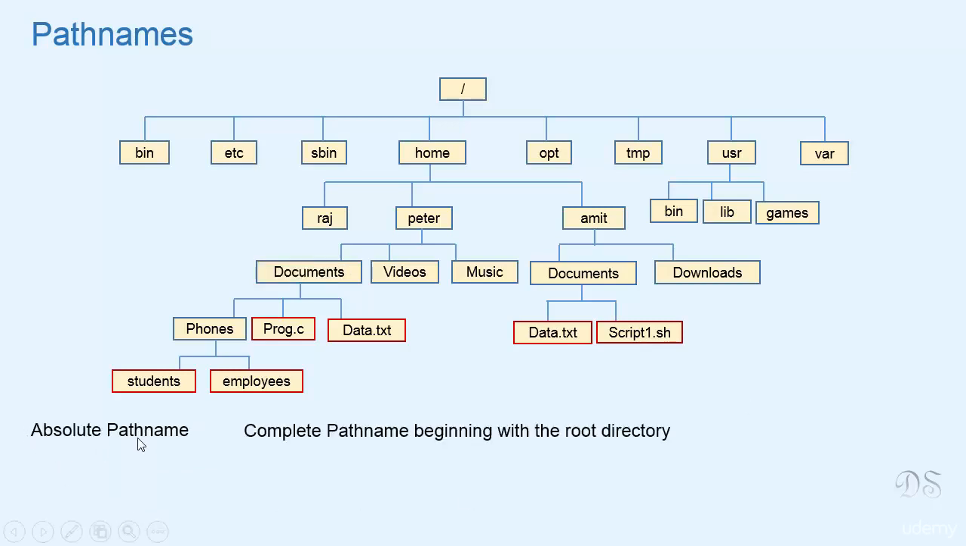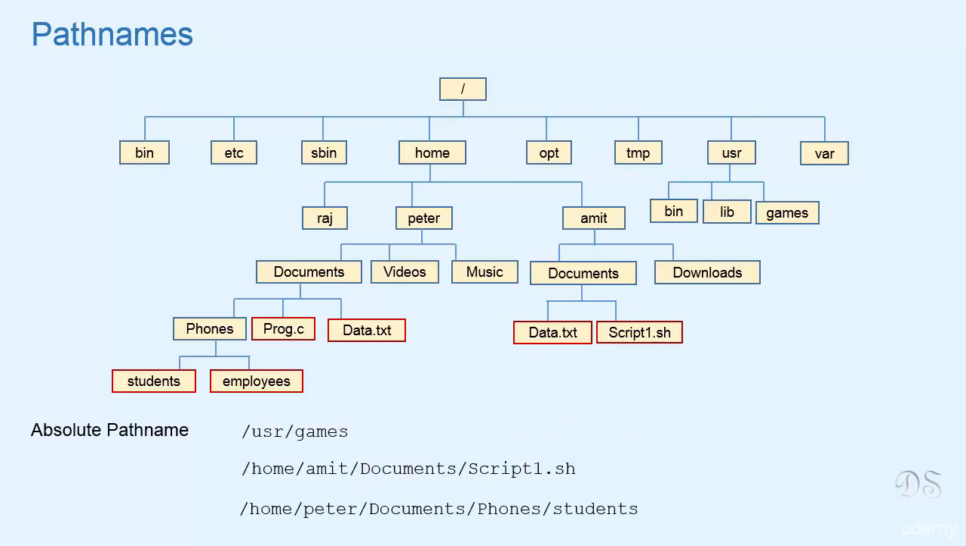Absolute path name of a file or a directory is a complete path name beginning with the root directory. An absolute path name always starts at the root directory. So it always begins with a / and after that we have the full path in which successive directories are separated by using a /. These are some examples of absolute path names. The directories are separated by /. The first / is different. It represents the root directory.